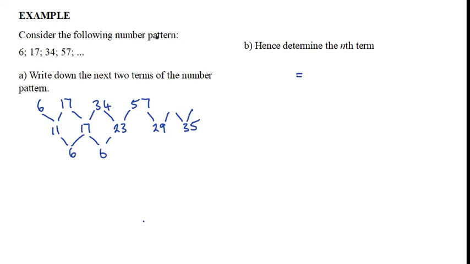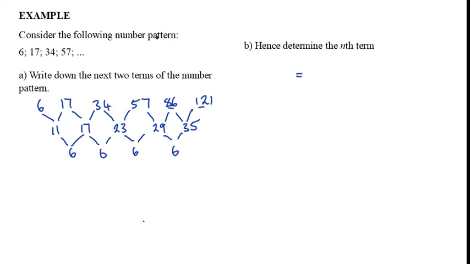You are allowed to just use your calculator: 57 plus 29. That means the next term is 86, and 86 plus 35, the next term is 121. So those are the next two terms of this particular sequence. Remember, your second common difference is 6.